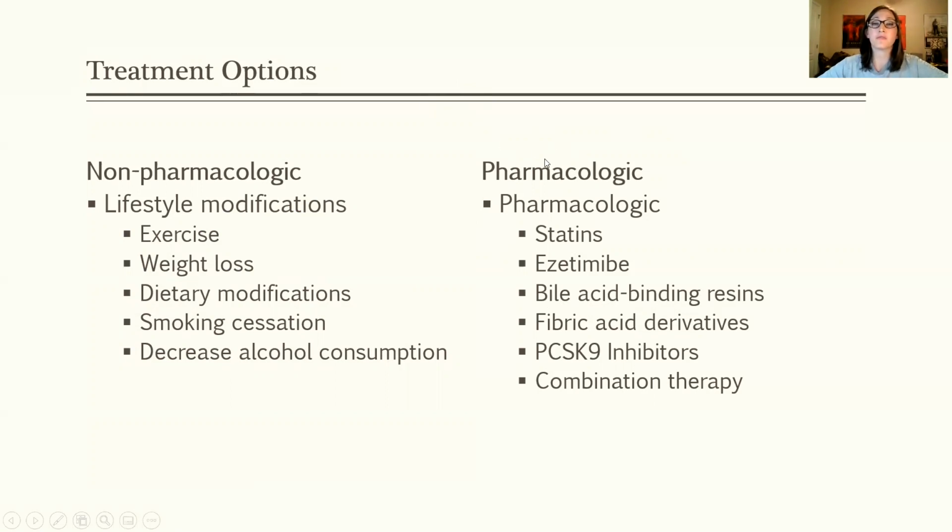After a 3-month trial, if modifications are not getting these patients to where they need to be in their management, then you may look at starting pharmacologic treatment. Examples of medication classes and medications that you can try are statins, which is typically your cornerstone first treatment option. You also have Zetia, bile acid binding resins, fibric acid derivatives, PCSK9 inhibitors, or a combination of various medications.